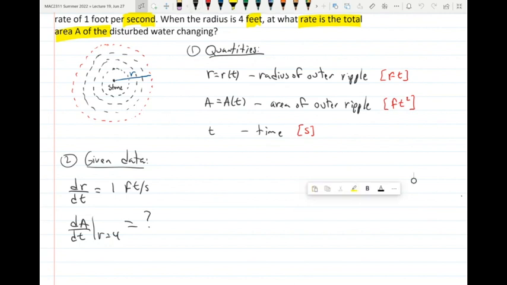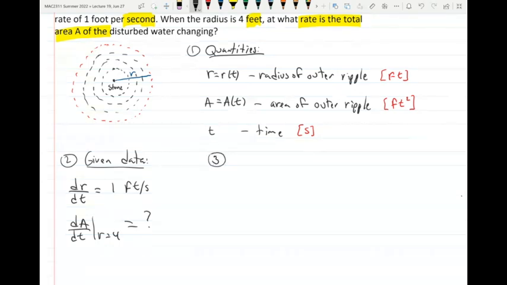No? All right. So we have our quantities, we have our data. Now, what's step 3? Time to relate the quantities, right? So what are the main quantities in question here? R and t, but the main ones are r and A. Remember, t is this secret quantity that's working behind the scenes, right?